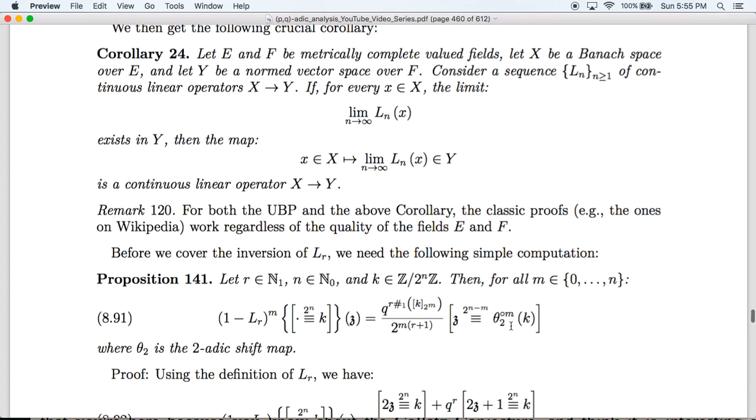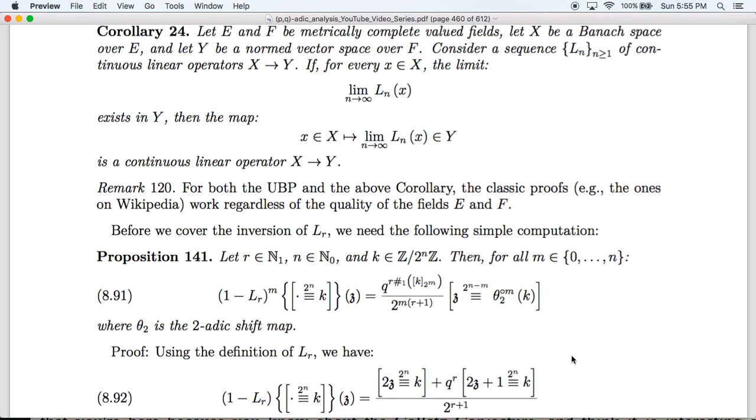And again, theta_2 here is the 2-adic shift map, which is z minus the value of z mod 2, all over 2. So if z is even, the shift map divides z by 2, and if z is odd, the shift map subtracts 1 and then divides by 2.